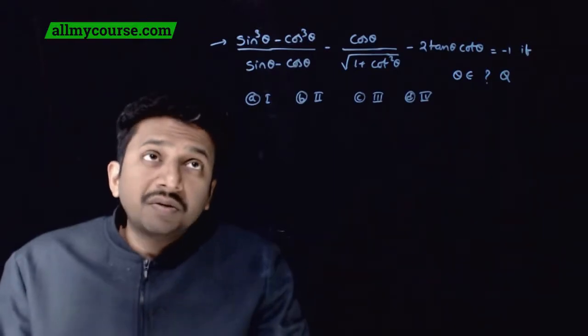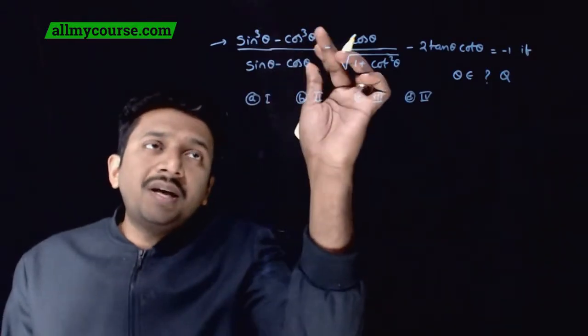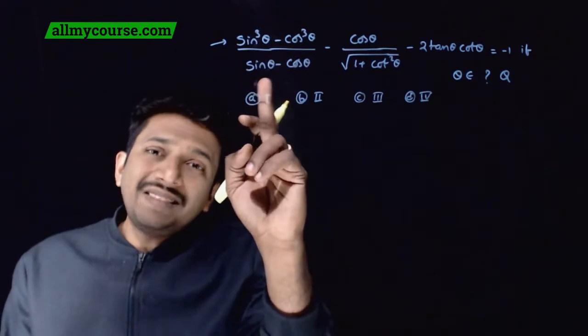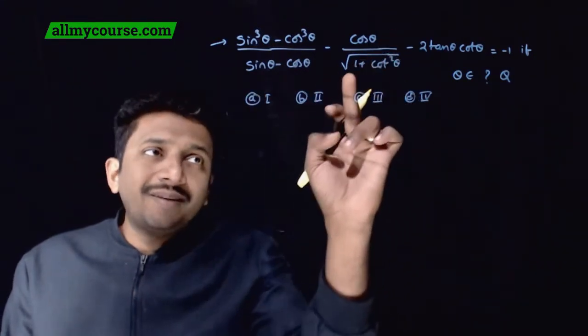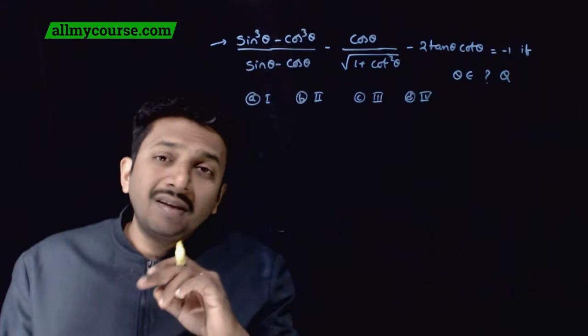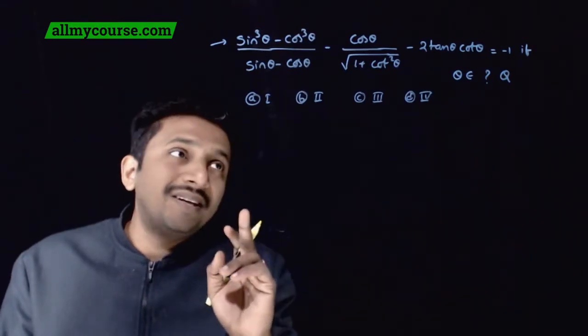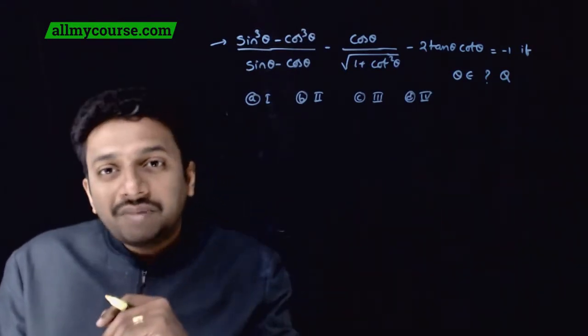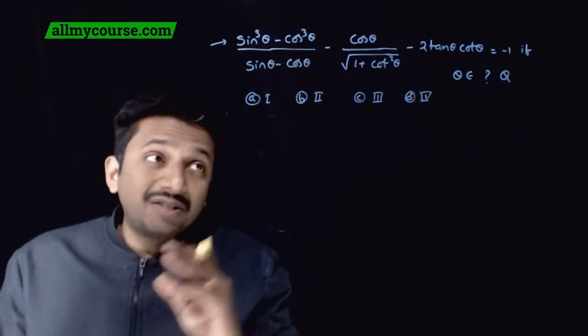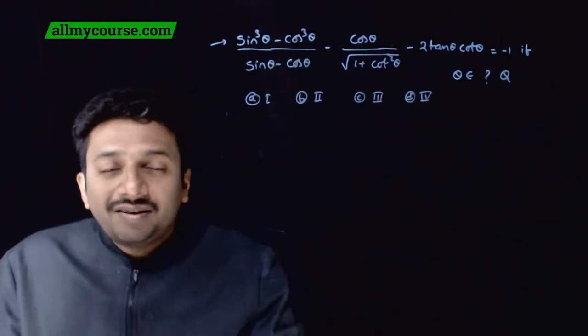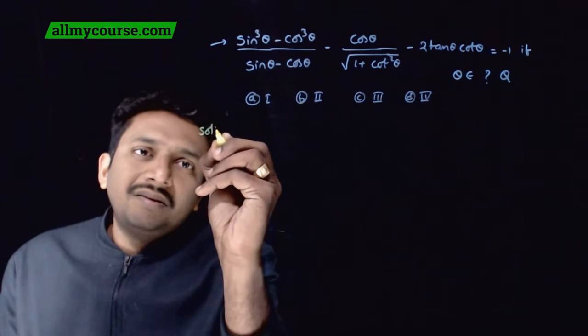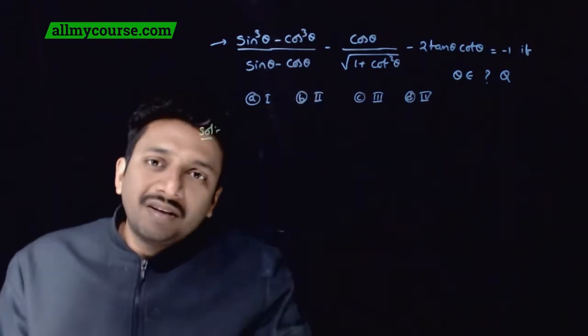So welcome students. In this question, you're given that (sin³θ − cos³θ)/(sinθ − cosθ) − cosθ/√(1 + cot²θ) − 2 tanθ cotθ is equal to −1. If that is so, θ belongs to which quadrant? I hope you can see some simplifications in the question.